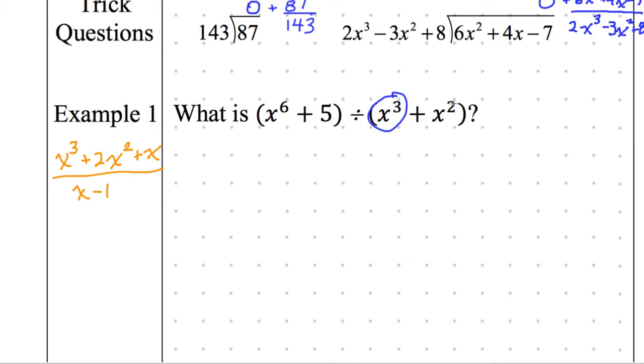So this exponent right here and this exponent right here, both of them mean that you can't use synthetic division. I can only have something of the form x plus or minus a number. So we can't use synthetic division. We know that now. So we have to do this the long way. Let's go ahead and write this down.